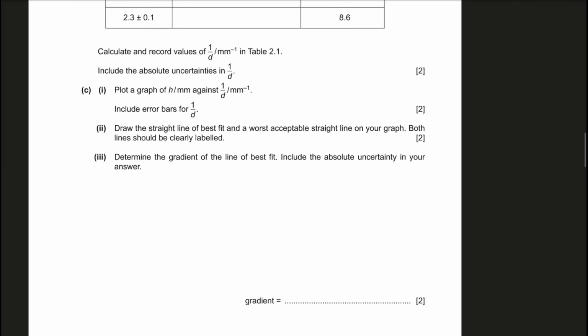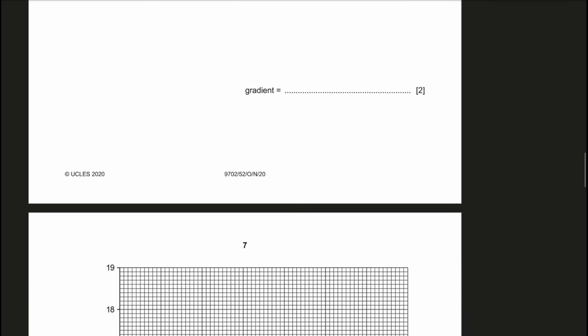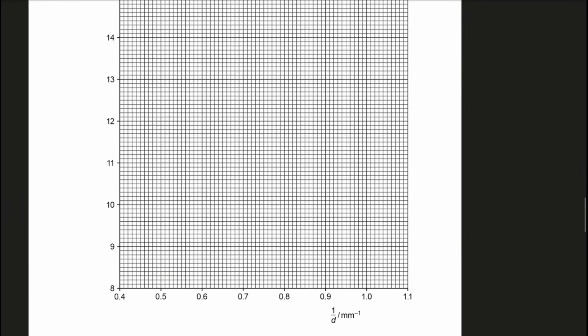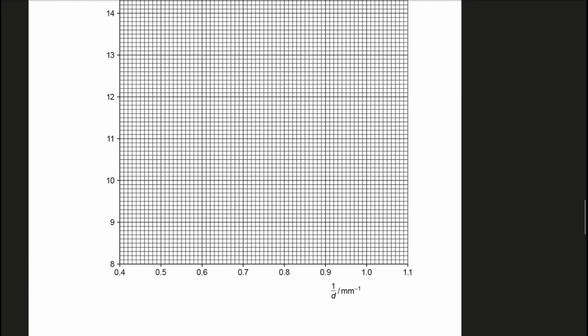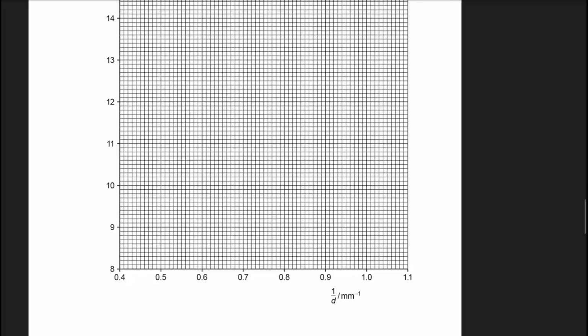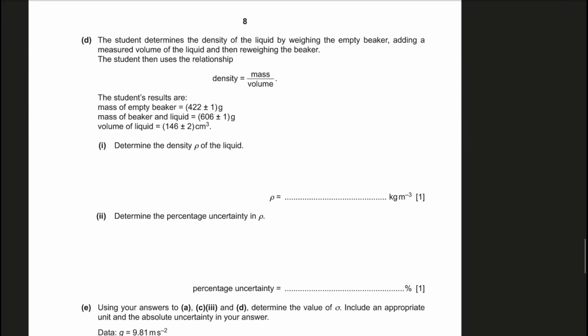So you have to plot the points, you have to draw the error bars, you have to draw the line of best fit, you have to draw the worst acceptable straight line, then you have to find the gradient or the intercept. You also have to find uncertainties in your gradient and intercept. This is where you plot your graph. You can see that the axes are already labeled with correct quantities and units, and the scale is also chosen for you, so you don't have to do that part here, which is good.